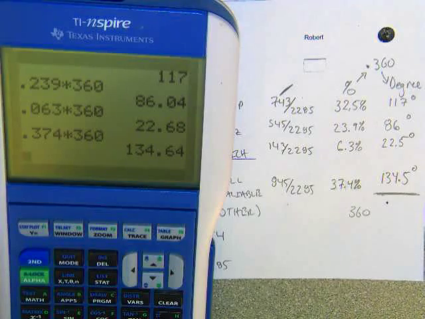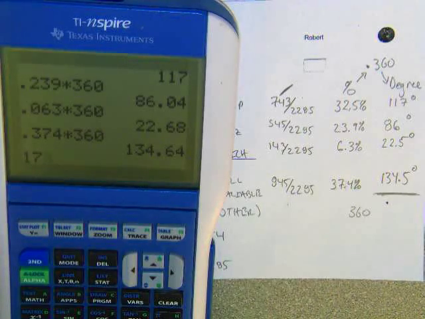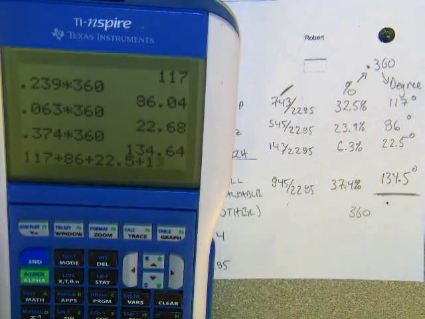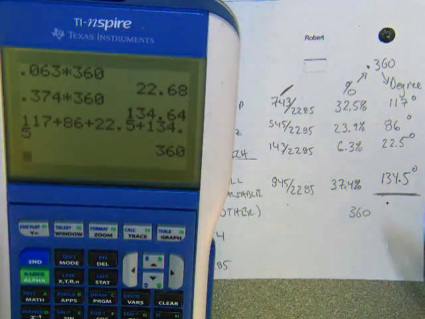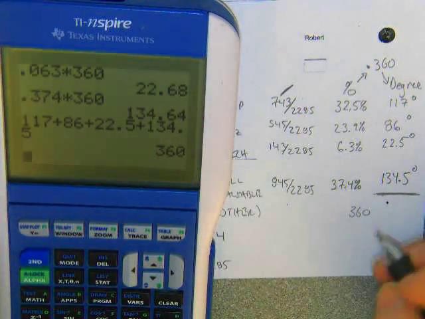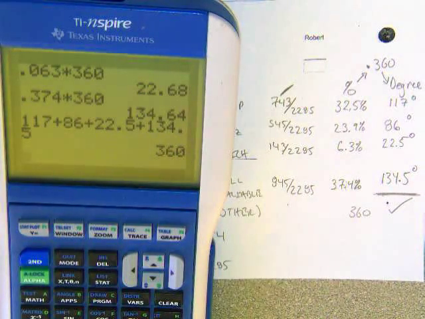The data analysis is not always a super hard process. I mean, there's some variance there, so you need to be aware of how these things work so you can be informed. So 117 plus 86 plus 22.5 plus 134.5 is 360. So this did sum to 360. So that's a check. We're good. That makes sense. It works.